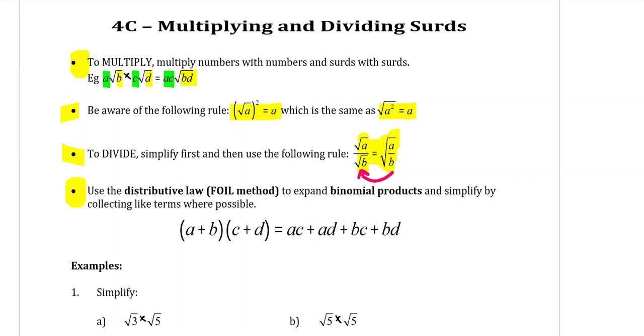So that means that we're going to also be revising the FOIL method, which means you do first with first, which is A times C. Then you do A times D. Then you move into B times C, that's your inside, and last is B times D to get the last one. So that's how we're going to expand those, but obviously it will involve surds.